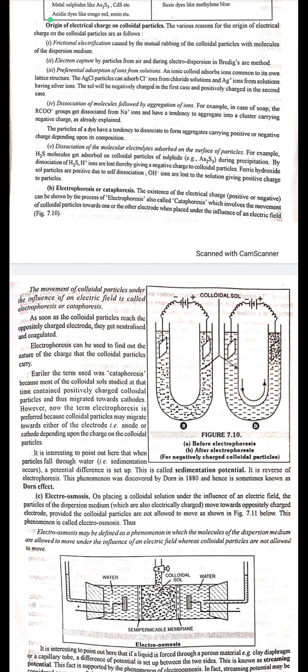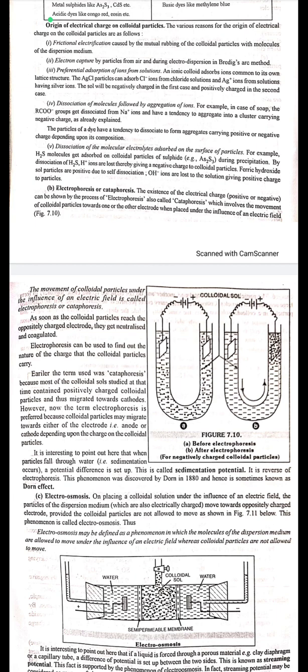Earlier the term used was cataphoresis because most of the colloidal sols studied at that time contained positively charged colloidal particles and thus migrated towards the cathode. However, now the term electrophoresis is preferred because colloidal particles may migrate towards either of the electrodes, that is, anode or cathode, depending upon the charge on the colloidal particles.